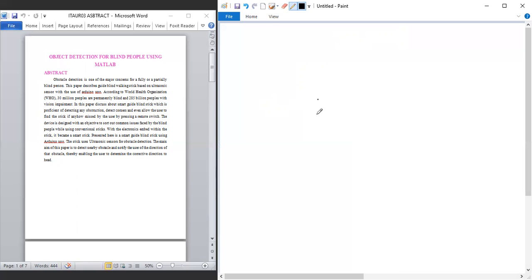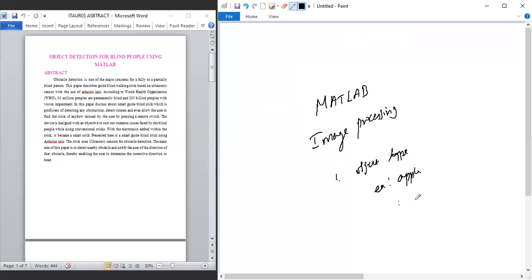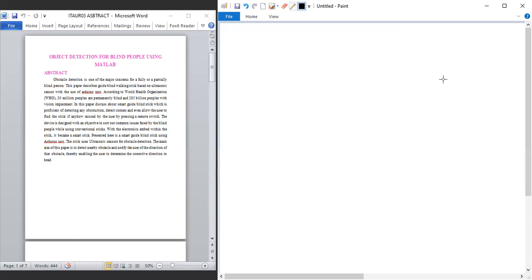In our proposed method, we are using MATLAB image processing. We are going to identify the object type, for example an apple, a water bottle, etc. We are going to place the camera in front of the object and identify the name of the object. This is using image processing, and we are also using sensors like an ultrasonic sensor, so we are going to measure the distance to the object.